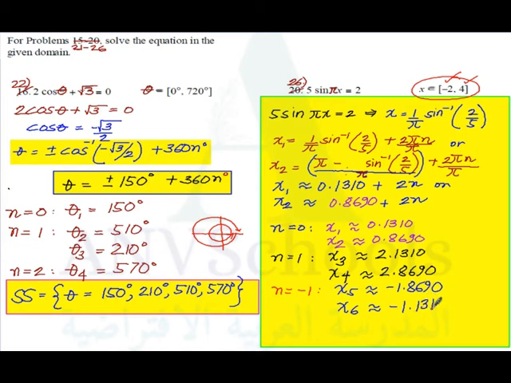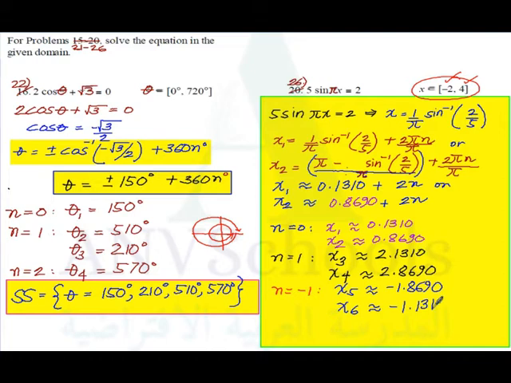And beyond this, or less than n equal to negative 1, we cannot anymore include the values. So the solution set here comprises 6 numbers, so 6 values in radians. So 1, 2, 3, 4, 5, 6.